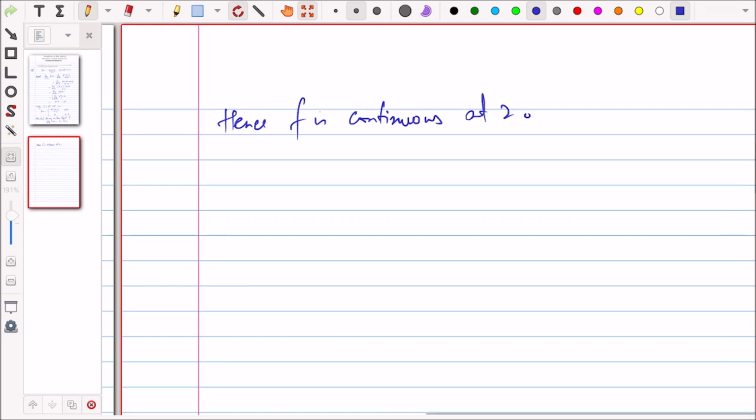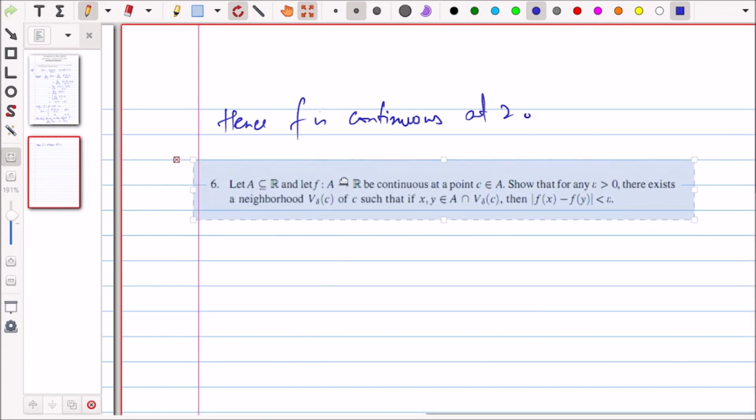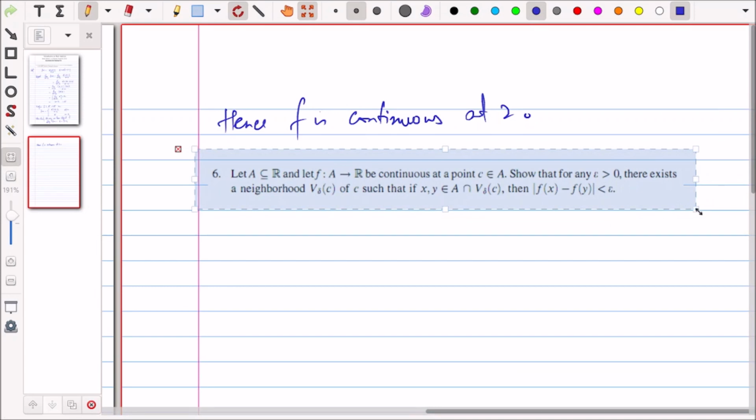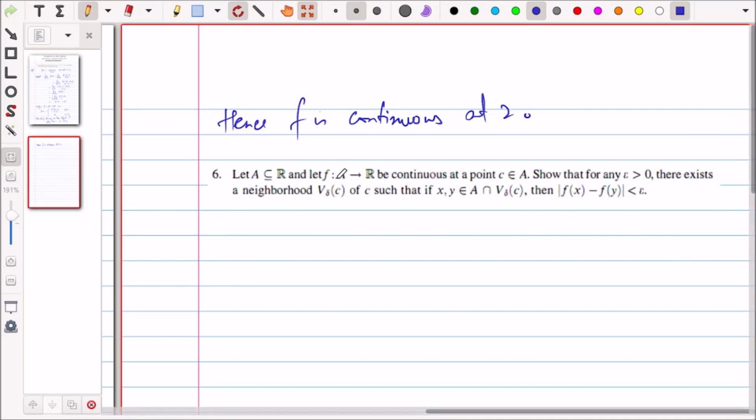Let us take the next question, which is question number 6. As you can see, we are given that f is continuous at a point c belonging to A. We have to show that for any epsilon greater than 0, there exists a neighborhood V_delta of c such that for any two points x, y, instead of taking any single point, they are picking any pair of points x, y in A, |f(x) − f(y)| is less than epsilon. So how to prove this?